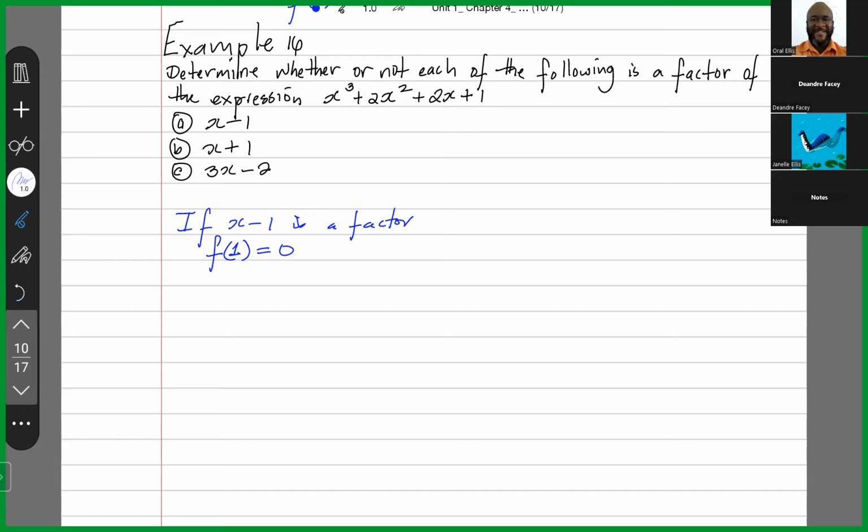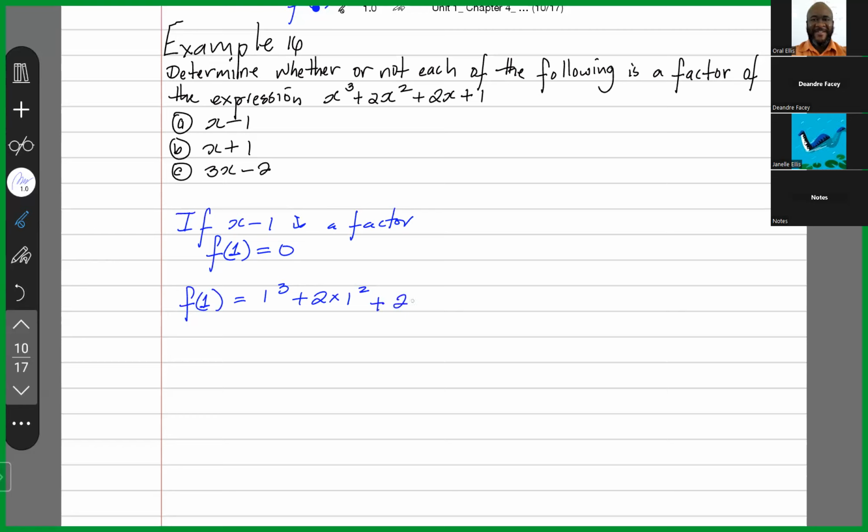All right, so let's find f of 1. And if f of 1 comes out to be 0, it means that x minus 1 is a factor. If f of 1 comes out to be any other value other than 0, then x minus 1 would not be a factor. So f of 1 is what? 1 cubed plus 2 times 1 squared.